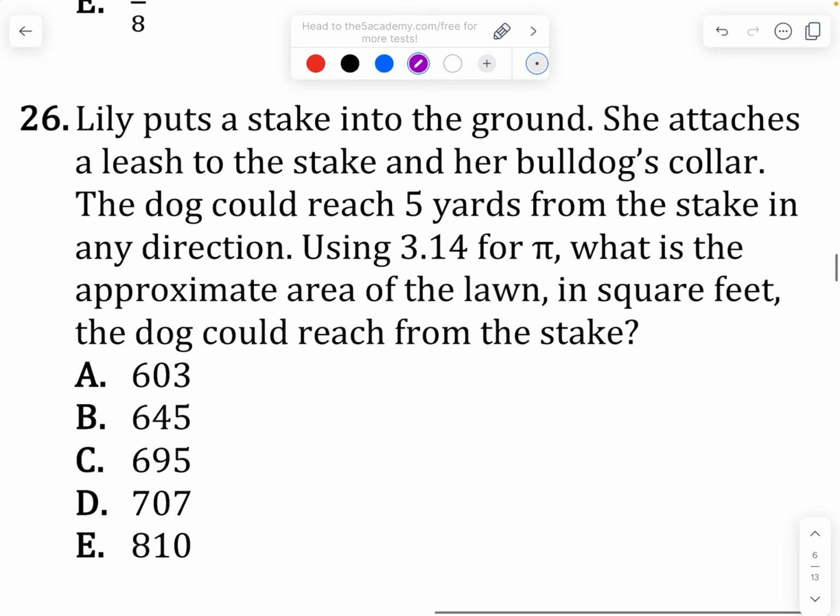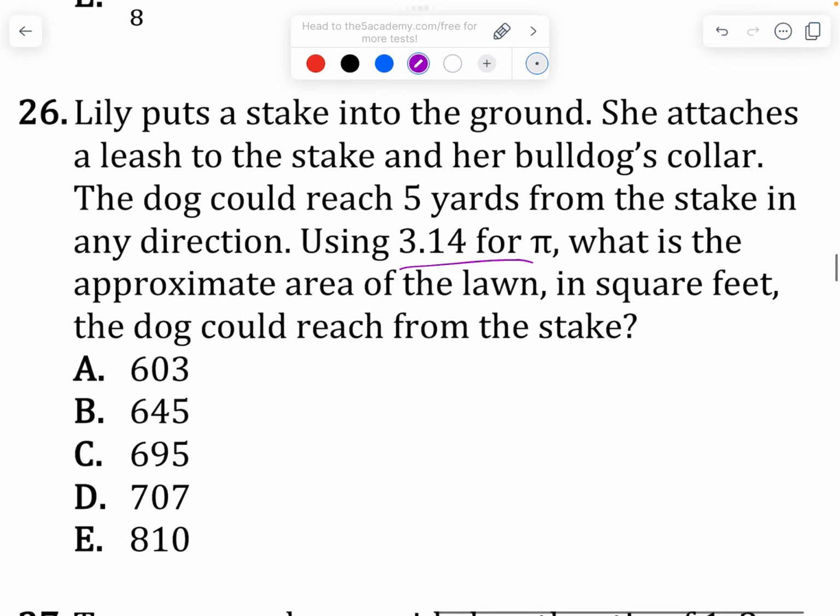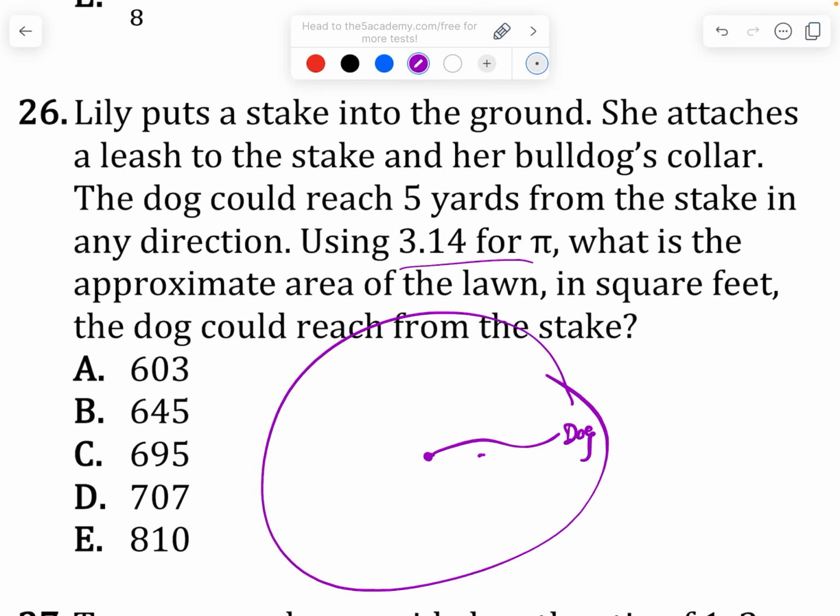Lily puts a stake into the ground. She attaches a leash to the stake and her bulldog's collar. The dog could reach 5 yards from the stake in any direction. Using 3.14 for pi, what is the approximate area of the lawn in square feet that the dog could reach from the stake? Okay, so what's really happening here? There's a stake in the ground, and there's a leash attached to it, and the leash is 5 yards. And on the other side of the leash is a dog. Okay, and the dog could reach 5 yards in any direction. So if I was to draw a circle, this would be 5 yards radius. Think of it that way.